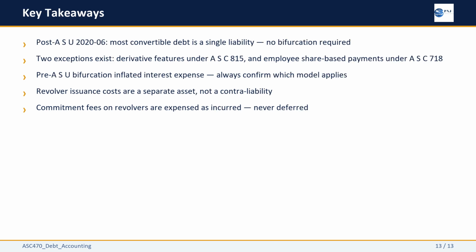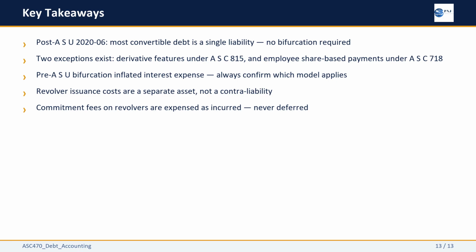Let's bring it together. After ASU 2020-06, the default for convertible debt is a single liability, clean and simple. But watch for the two exceptions: derivative features under ASC 815 and employee compensation arrangements under ASC 718. For legacy instruments, the old bifurcation model may still apply, and it produces materially higher interest expense, so always verify before drawing conclusions. On the revolver side, remember the two key exceptions to standard debt rules.